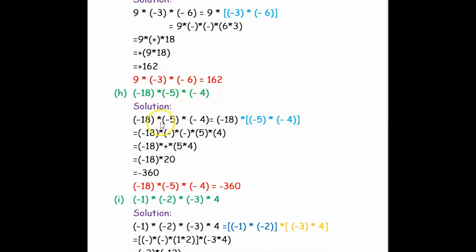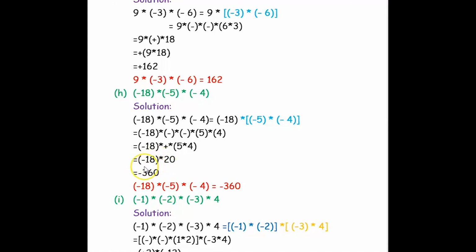Next question is negative 18 into negative 5 into negative 4. So now we are going to associate it. So negative 18 into negative 5 into negative 4. Now I am associating negative 5 into negative 4, doing the calculation for that first, and then multiplying with negative 18. So negative into negative will become positive and I am writing 5 into 4. So 5 into 4 is 20. So positive 20 into negative 18.